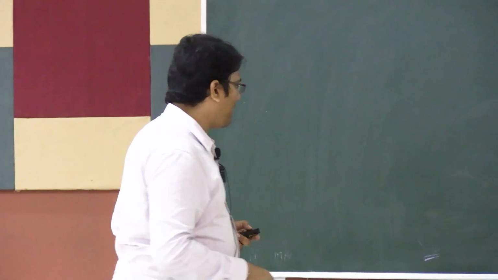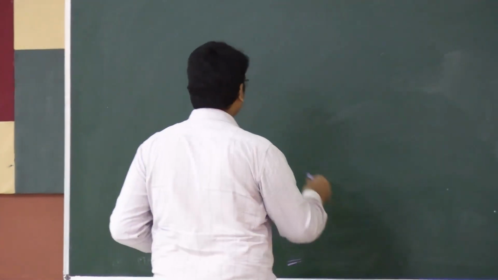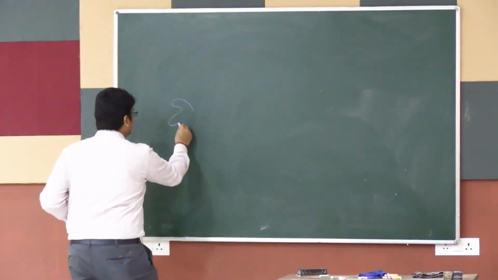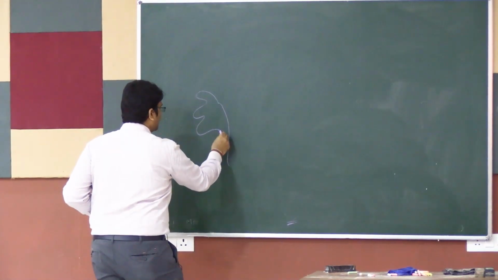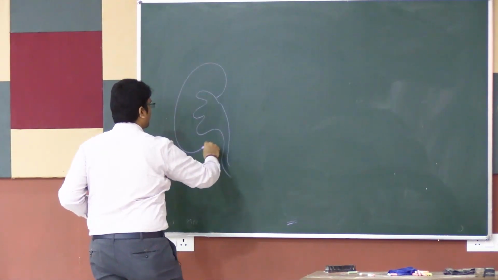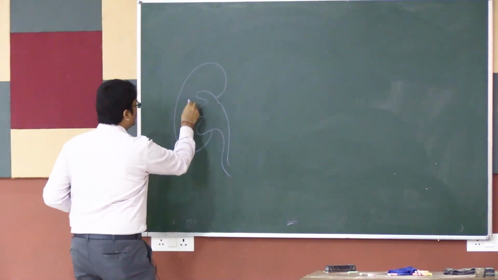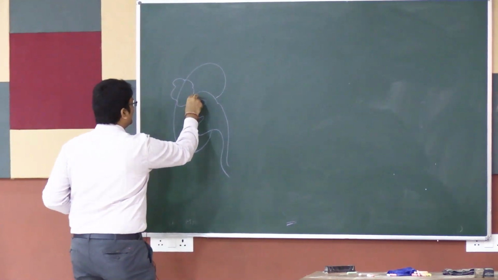So basically what is happening, if this is the kidney, it is having the tumor that is growing from this particular area.